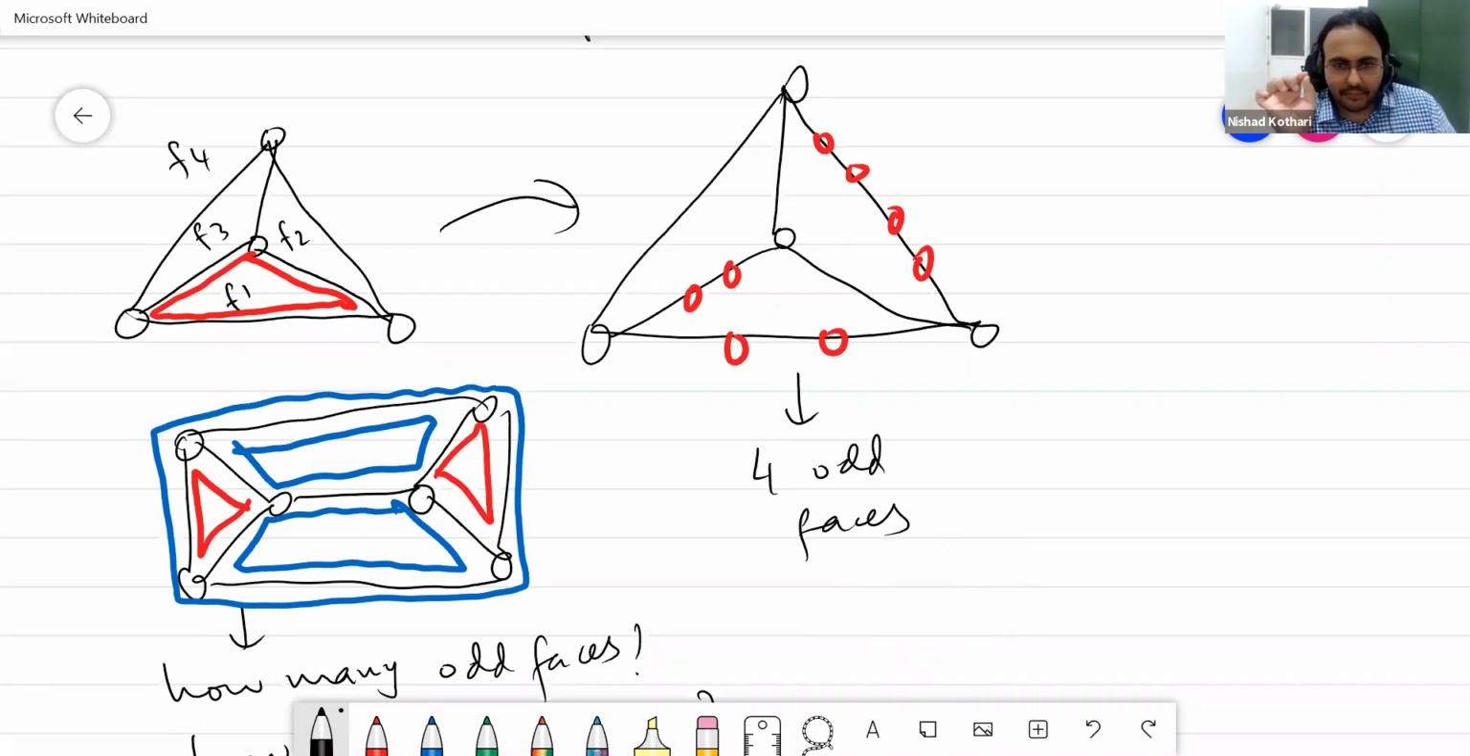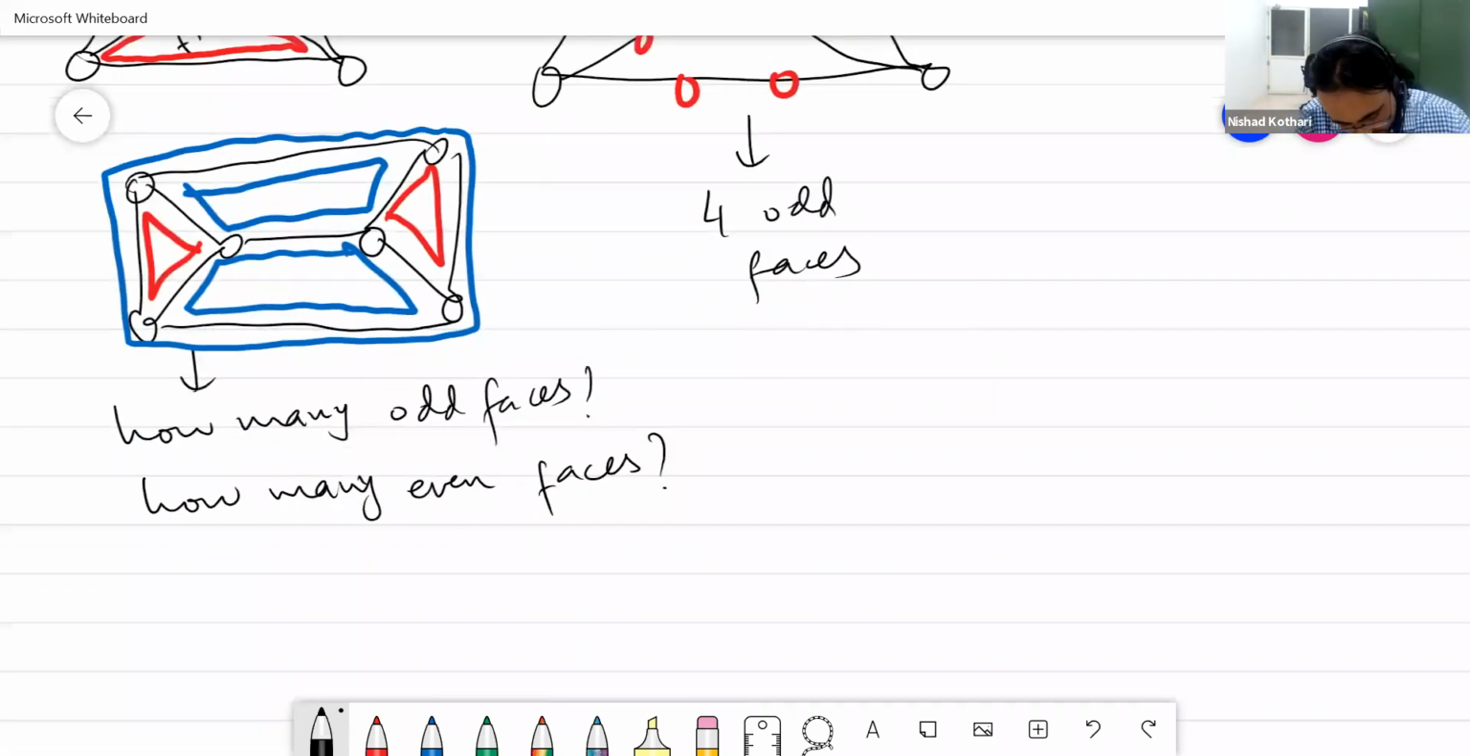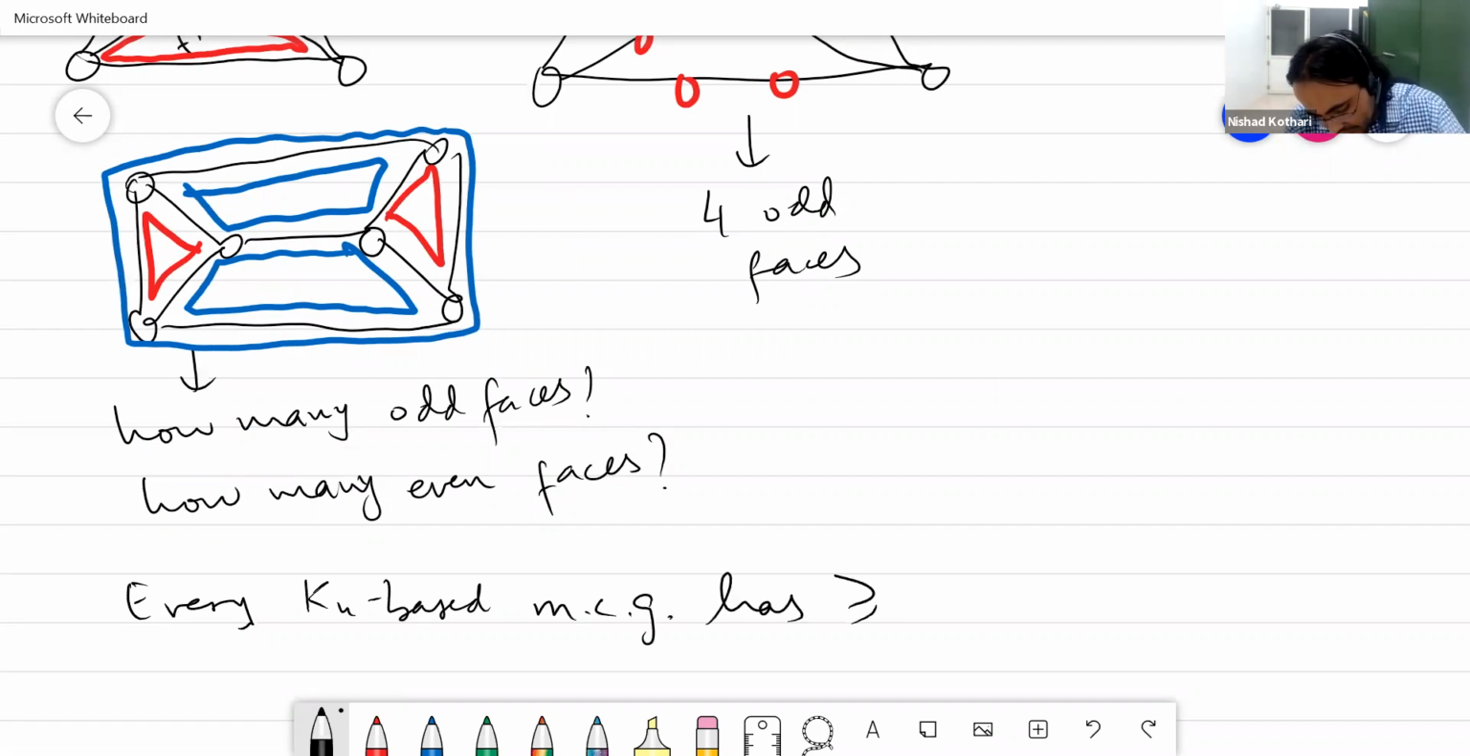Using this fact, you can prove that every brick, there is a property of bricks you need to use. It is called, actually no, you don't need any property of bricks, sorry. This is actually easier. Using this fact that every bi-subdivision of K4 has 4 odd faces, you can prove that any graph that is K4 based will also have at least 4 odd faces. So every K4 based matching covered graph has at least 4 odd faces. This is actually not difficult to prove. I will leave this to you as an exercise.